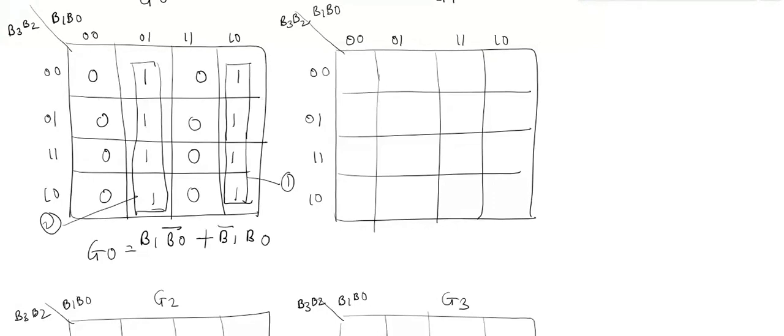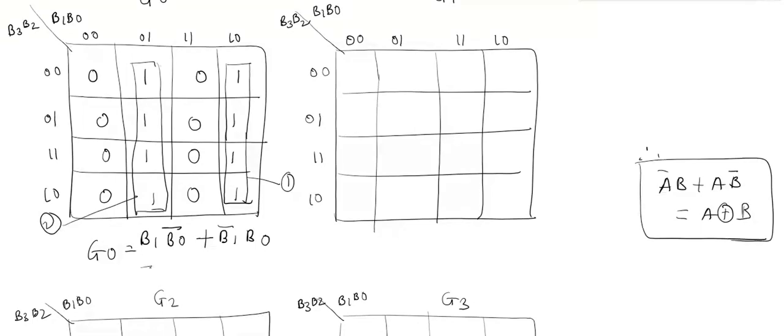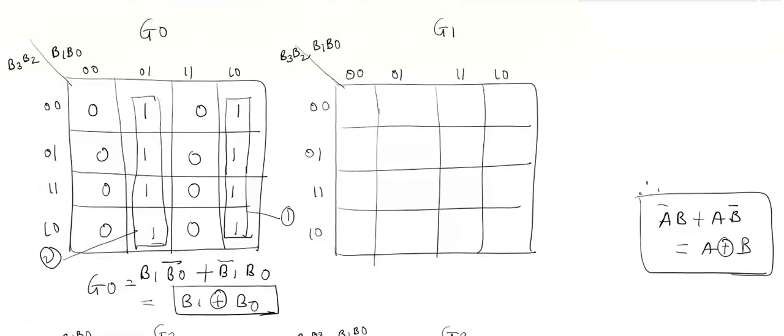Now again we know the formula: A bar B plus AB bar is nothing but A XOR B. Now by using this law, we can rewrite the expression like this: B1 XOR B0. And this is the expression representing G0. Now similarly, we'll find out the expression for G1.